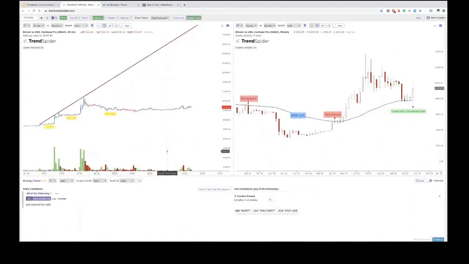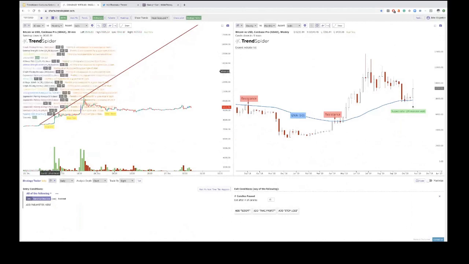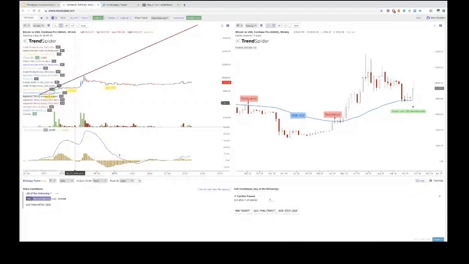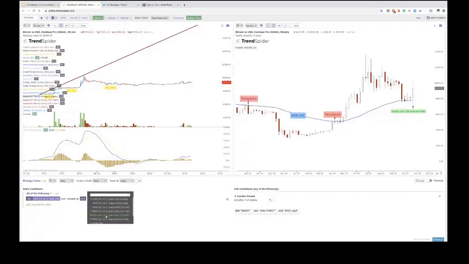So let's say you want to look for a simple entry like a MACD cross. Let's just do MACD crosses to the upside. So we'll just do condition, indicator, MACD fast, crossed up through the MACD slow. And what does that return after 20 candles? We can go and test that.